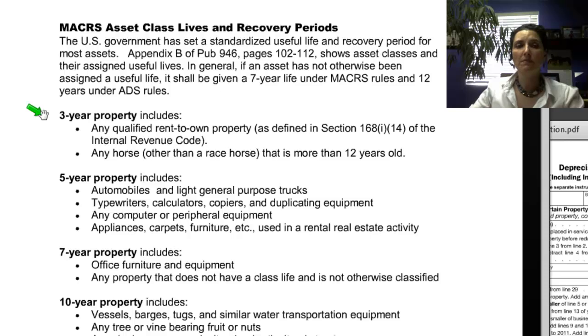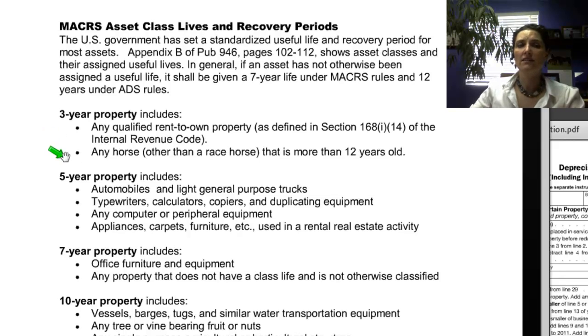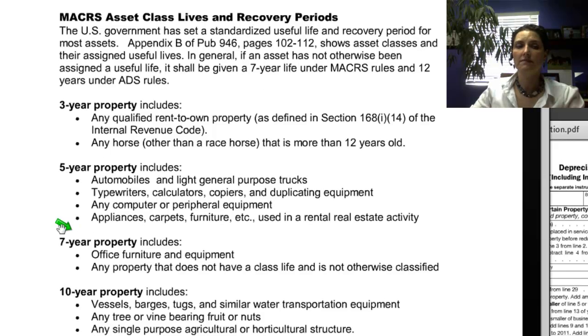Let's begin with 3-year property, which includes any qualified rent-to-own property defined in Section 168(i)(14) of the Internal Revenue Code, and any horse other than a racehorse that is more than 12 years old. 5-year property includes automobiles and light general-purpose trucks, typewriters, calculators, copiers, and duplicating equipment, any computer or peripheral equipment, appliances, carpet, furniture, etc., used in a rental real estate activity.